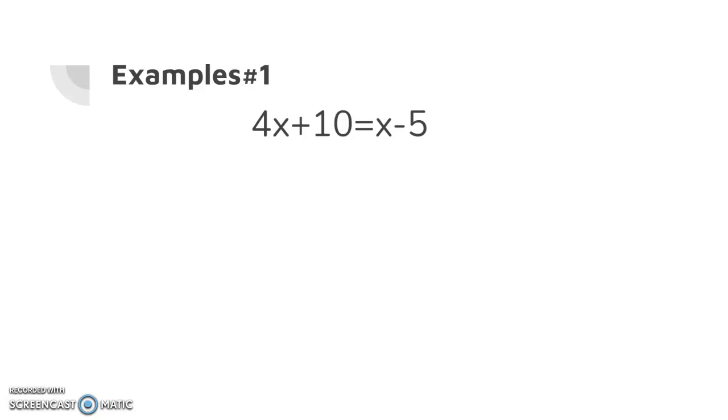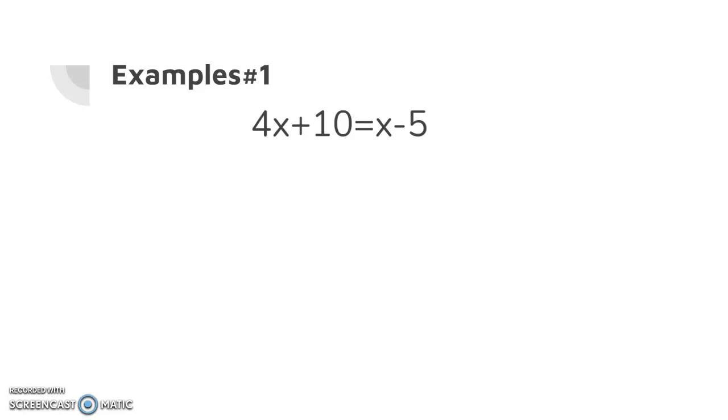I'm going to do 4x minus x, and the reason I'm subtracting x is because if I were to subtract 4x from x, meaning x minus 4x, it would give us a negative number. In some cases that's okay, but in this case it's not, because that's just not how to solve it correctly. So I'm going to do 4x minus x, which will give us 3x.